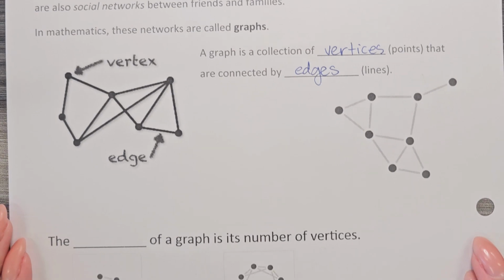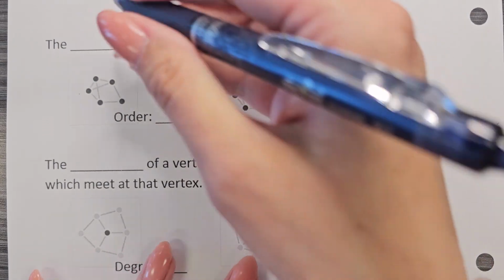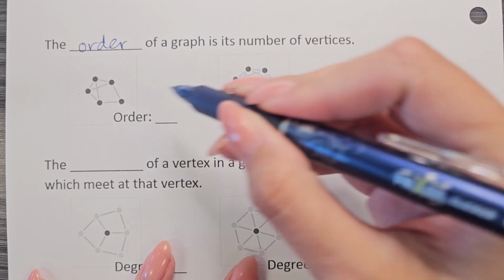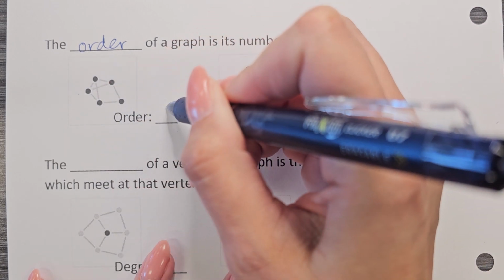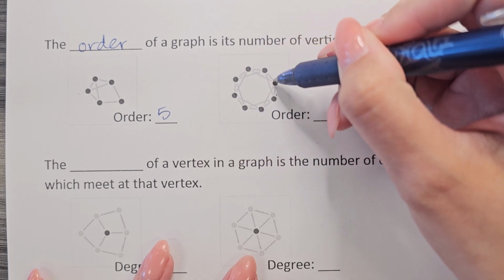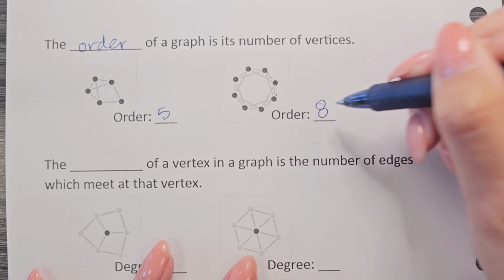Okay, and then there's a few other ways to classify the graphs. We can do the order of a graph, which is how many vertices it has. Here we have 5 dots, so the order is 5. Here we have 1, 2, 3, 4, 5, 6, 7, 8. So that's an order 8 graph.